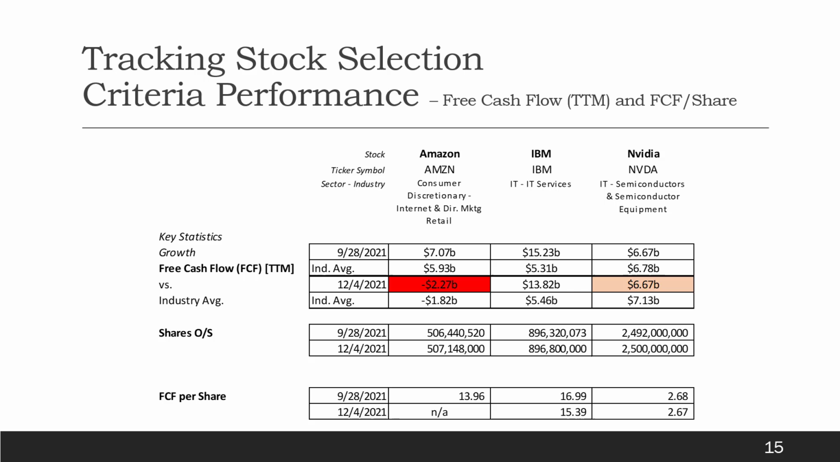In first place, IBM has $15.39 free cash flow per share. In second place, NVIDIA has $2.67 free cash flow per share. There are no positive dollars per share for Amazon. Its FCF per share is below our par. FCF per share needs to be positive.